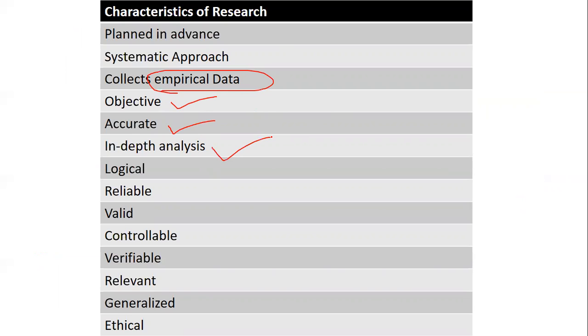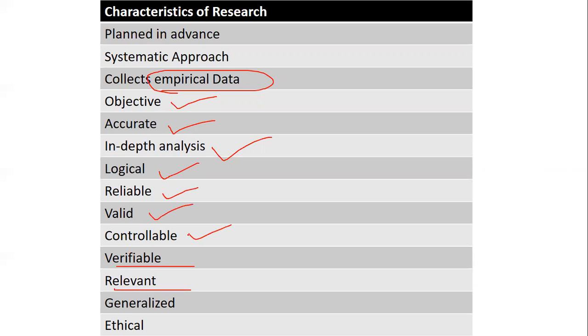It has to be an in-depth analysis or study. It has to be logical. It has to be reliable. It has to be valid. It is to be controlled. It is to be verifiable. It is to be relevant, generalized and ethical.